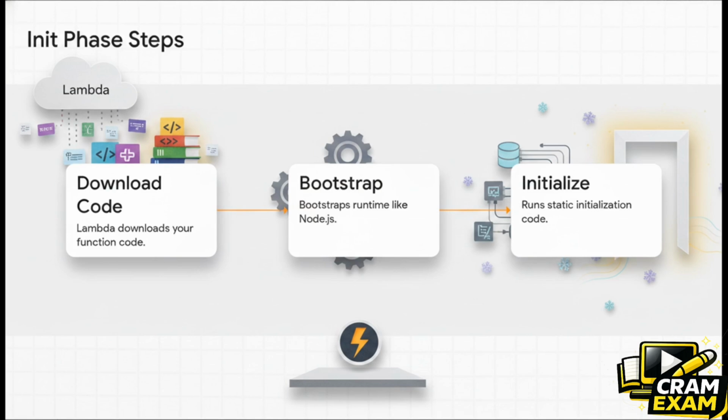Now, this is absolutely critical. Static initialization is all the code you wrote outside of your main handler function. It imports libraries and sets up database connections. Then and only then, it enters the invoke phase. This is where your actual handler code executes to process the event. But here's the kicker. When it finishes, Lambda doesn't just destroy the environment, it freezes it.